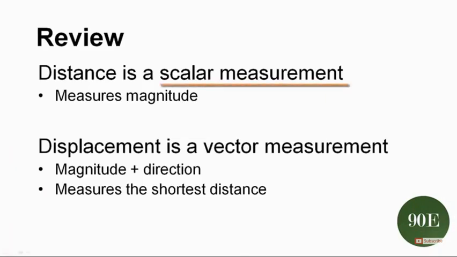Again, distance is a scalar measurement. It's measuring only magnitude, how much, the quantity. Displacement is a vector measurement. It is going to be measuring magnitude and direction. It does measure the shortest distance from where you started to where you ended, along with the direction.